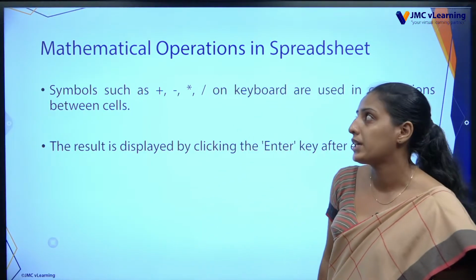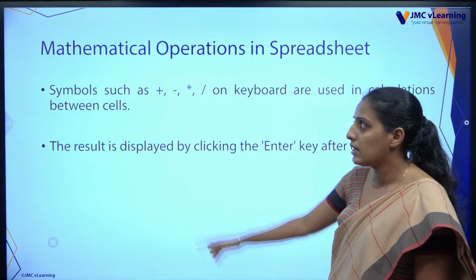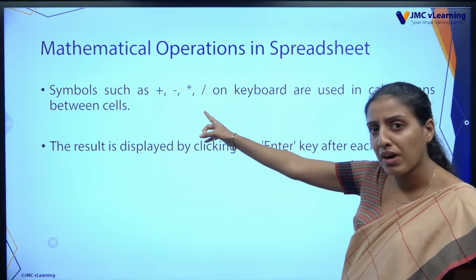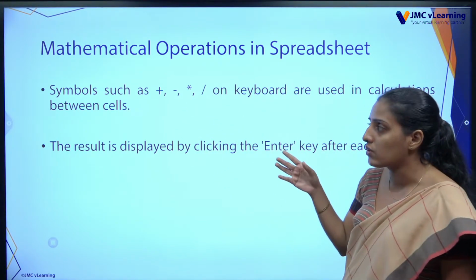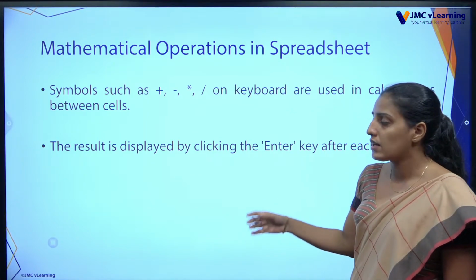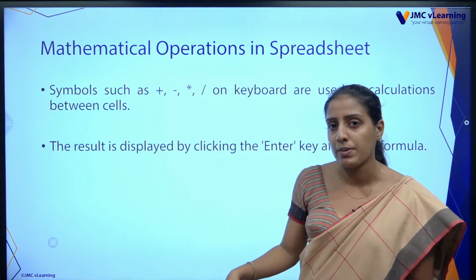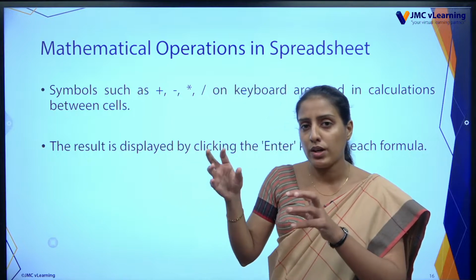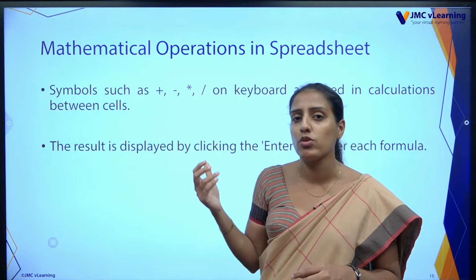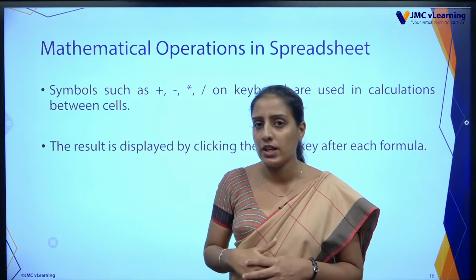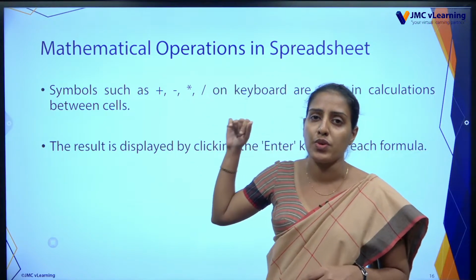Let us identify the mathematical operations in a spreadsheet. Symbols such as plus, minus, this is star, which is used for multiplication, and this is division, on the keyboard are used in calculations between the cells. The result is displayed by pressing the enter key after each formula. In the previous practical session I showed you, when you are writing the formula and you want to get the output, you have to press enter. Remember this icon is used for multiplication.